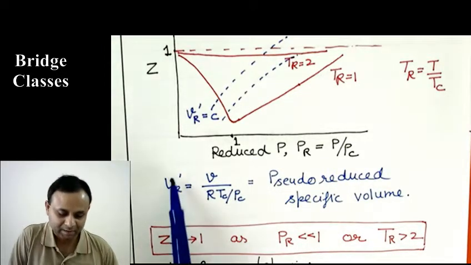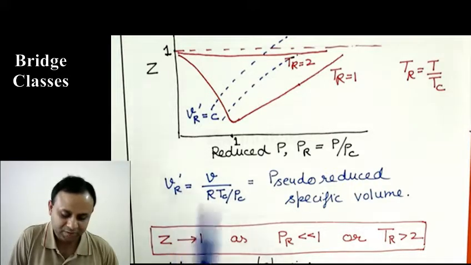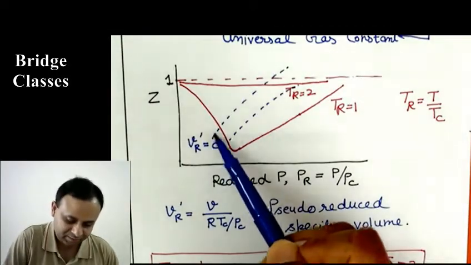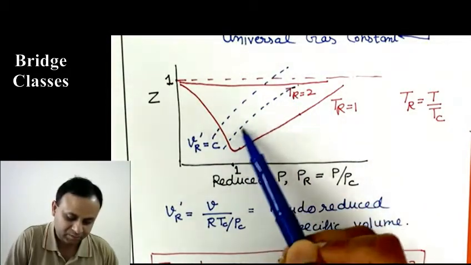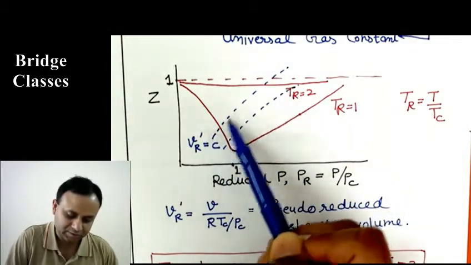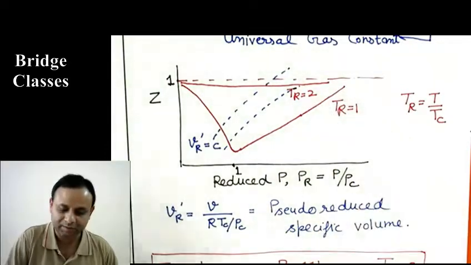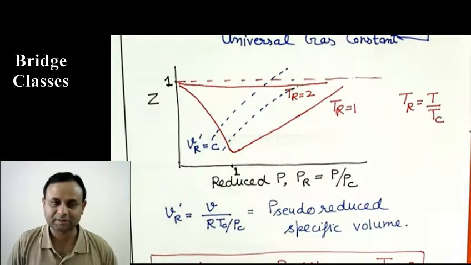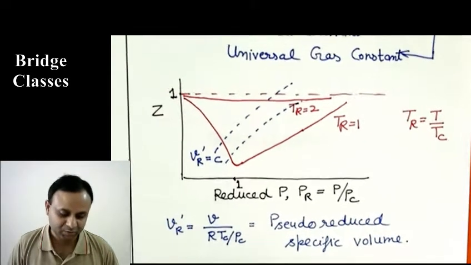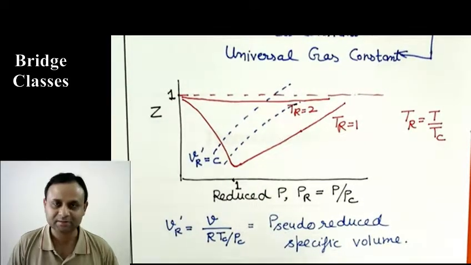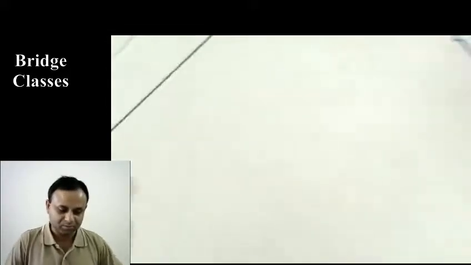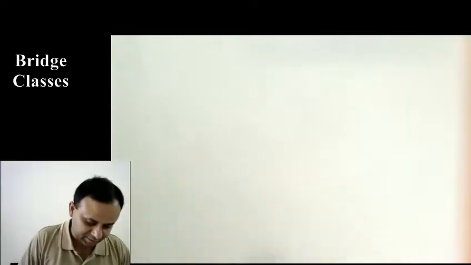The curves for constant values of this pseudo reduced specific volume on this diagram look like this. Along this, VR is constant, say 0.1, 0.2, like that. And this chart you can find in the book. So that is the generalized compressibility chart for any gas. And because it is the same for all the gases, a situation like this is called the principle of corresponding states.